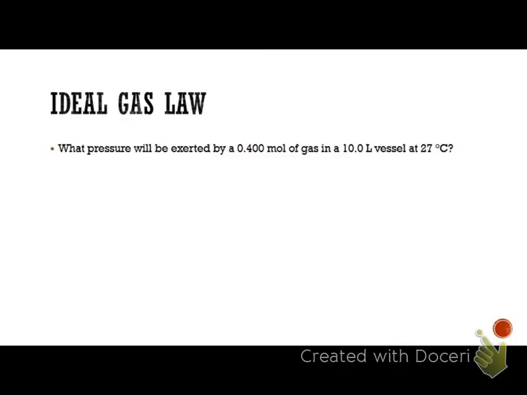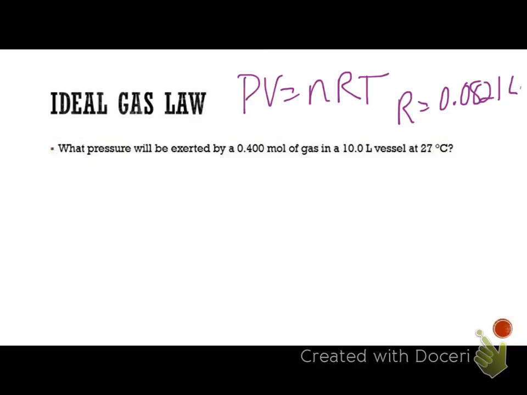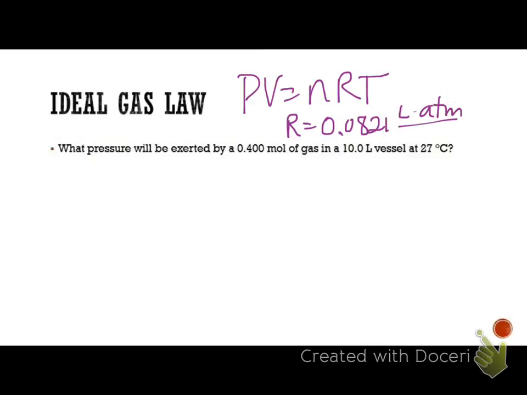Okay, so let's work some problems. We have the gas law, PV equals nRT, and R is this gas law constant, liters times atmosphere over mole times K. You're going to have to memorize that. Still, temperatures always have to be in Kelvin. For every single gas law, they have to be in Kelvin.